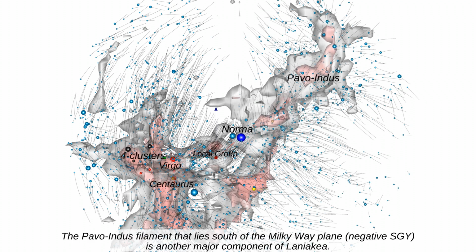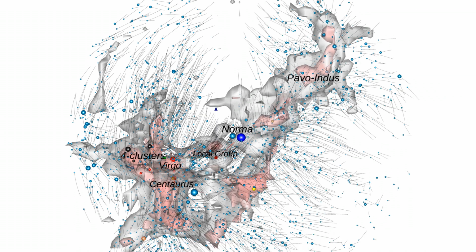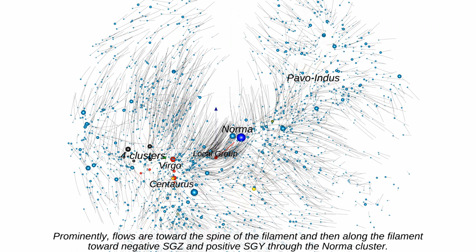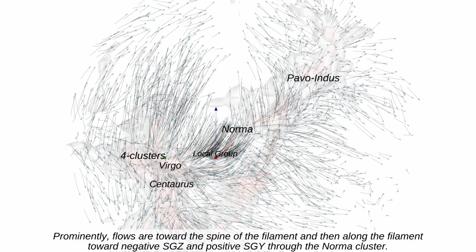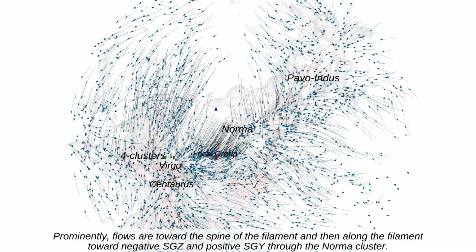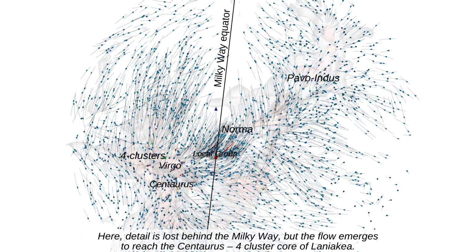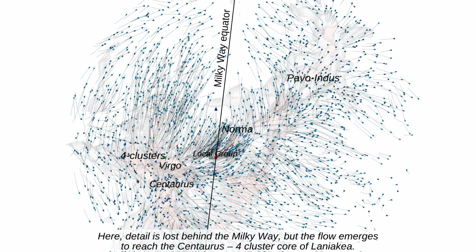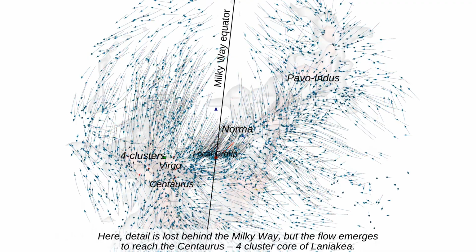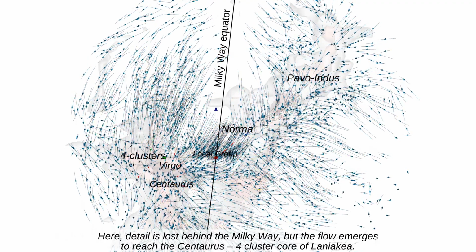The Pavo Indus filament that lies south of the Milky Way plane, negative SGY, is another major component of LANIAKEA. Prominently, flows are toward the spine of the filament and then along the filament toward negative SGZ and positive SGY through the Norma cluster. Here, detail is lost behind the Milky Way, but the flow emerges to reach the Centaurus four-cluster core of LANIAKEA.